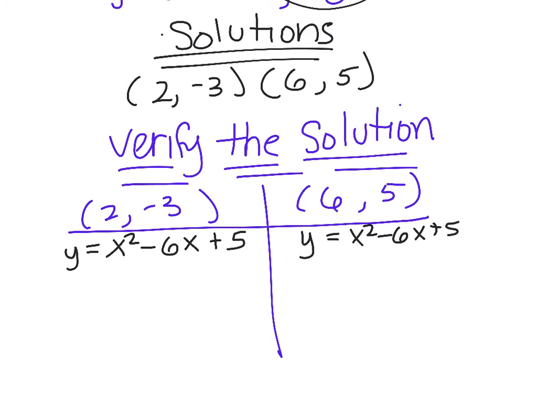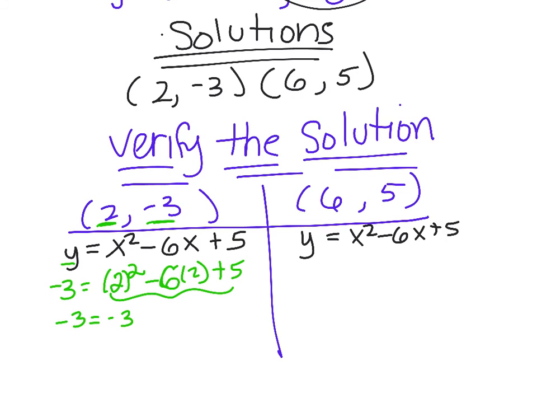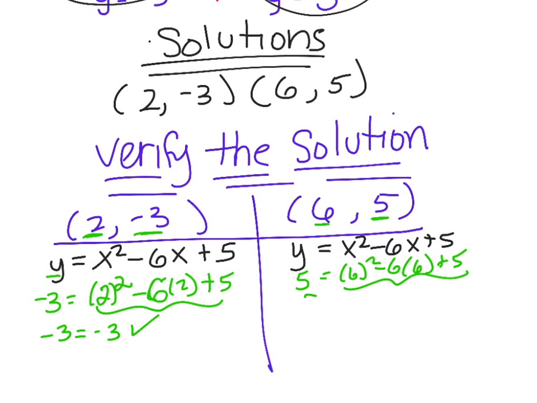Now we're going to check each one. All right, so I'm going to start with the 2 and negative 3. So y is negative 3. Use parentheses, 2 squared minus 6 times 2 plus 5. This whole thing, just plug in your calculator. And you get negative 3 equals negative 3, and that checks. Now we're going to check 6, 5, same equation. 5 equals 6 squared, use parentheses, minus 6 times 6 plus 5. Just plug that all into the calculator. You get 5 equals 5, and that checks.